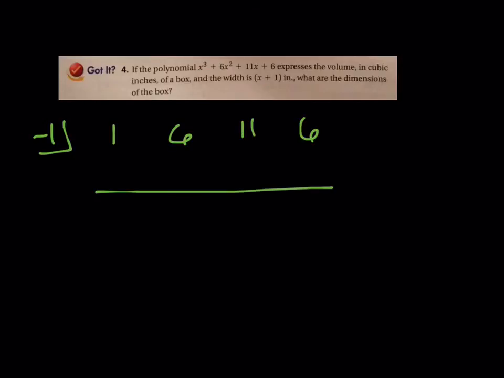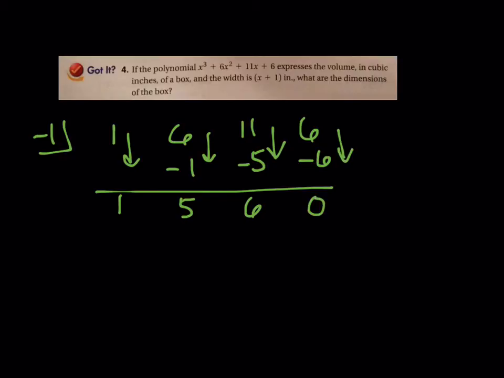Then divide. Carry down the 1. 1 times negative 1 is negative 1. Add 6 minus 1, that's 5. 5 times negative 1 is negative 5. 11 minus 5 is 6. 6 times negative 1 is negative 6. And then 6 minus 6 is 0. So I've got x squared plus 5x plus 6.